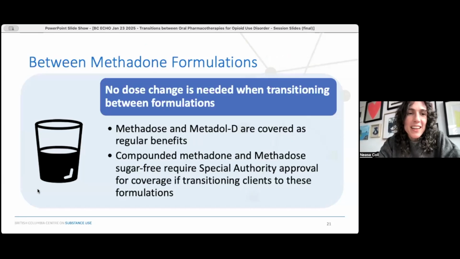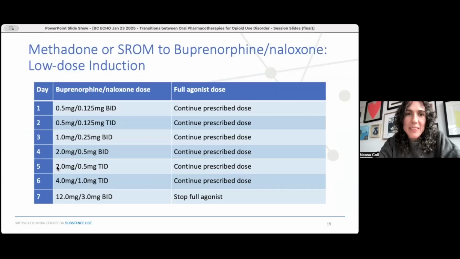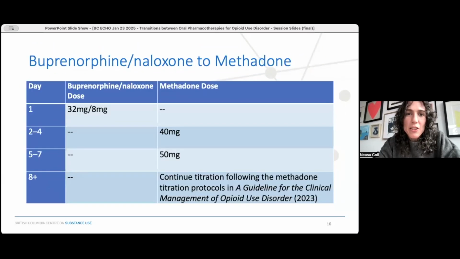So I will just say that if we go back to that methadone slide, the same method could be used to transition someone from buprenorphine naloxone to SROM. And there would be dose increases of up to 100 milligrams every 24 to 48 hours. But those increases should be separated by at least 24 hours.